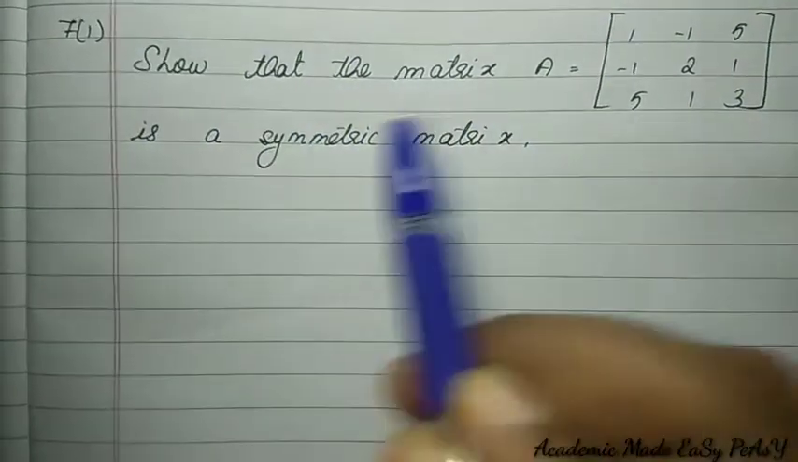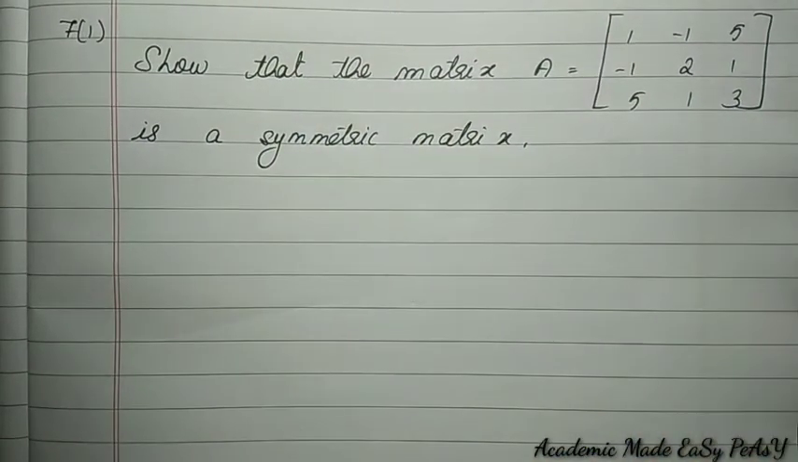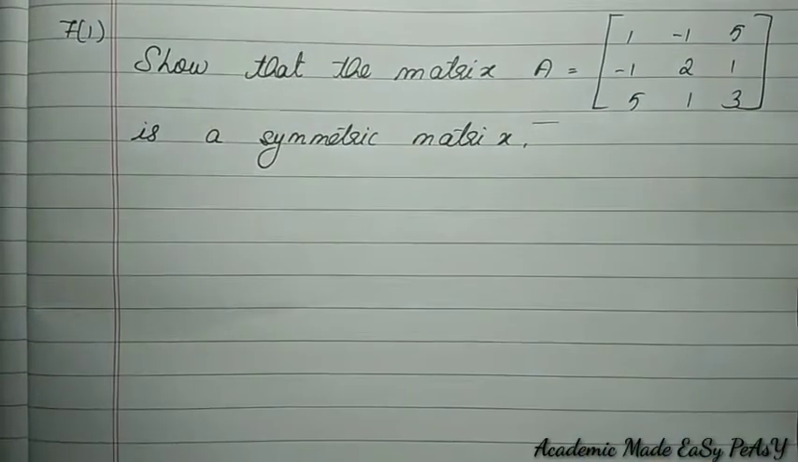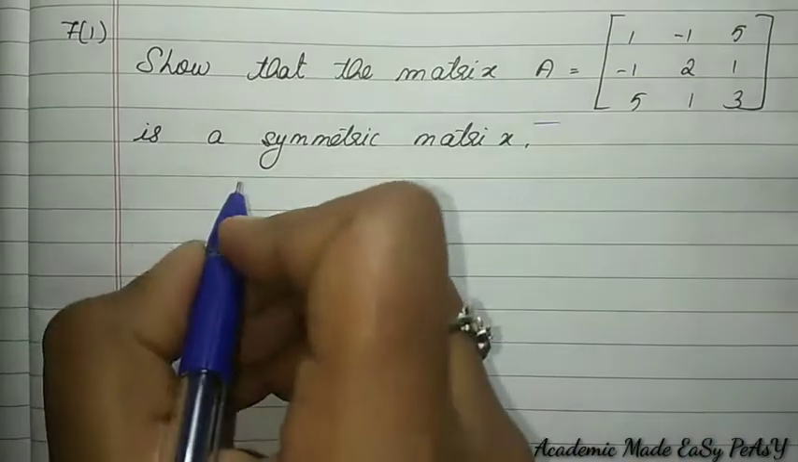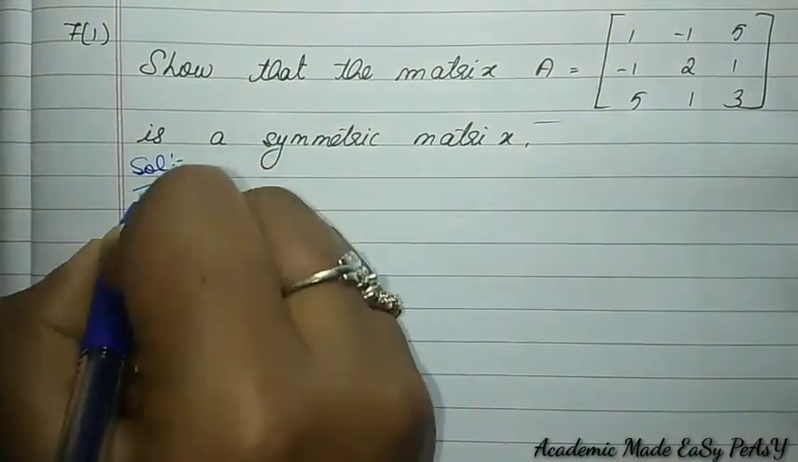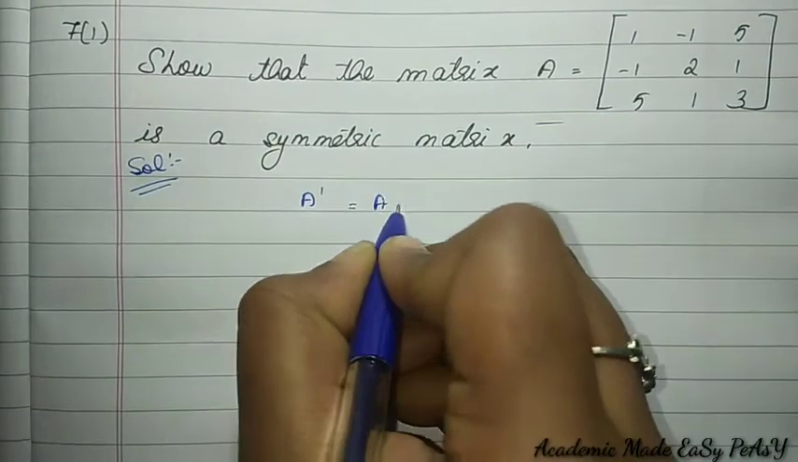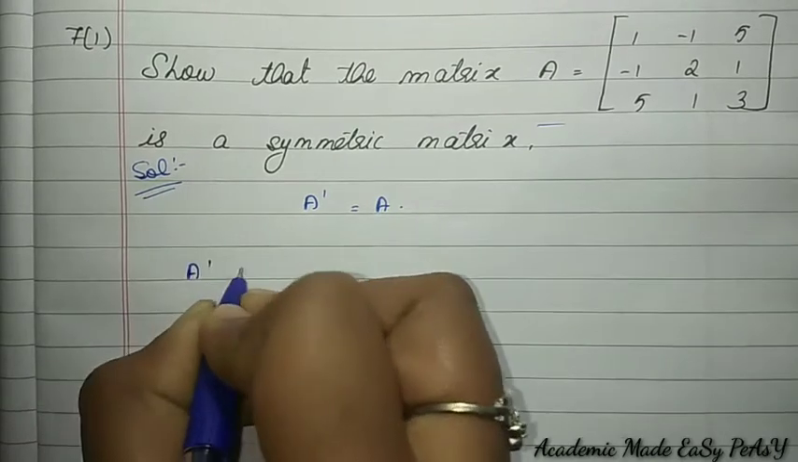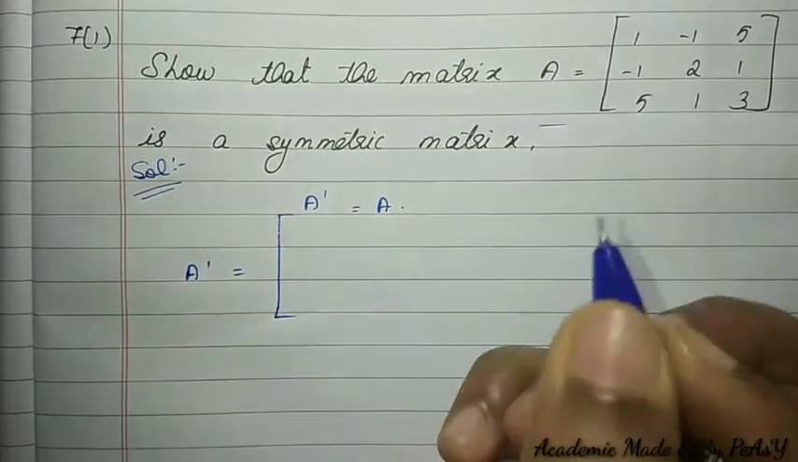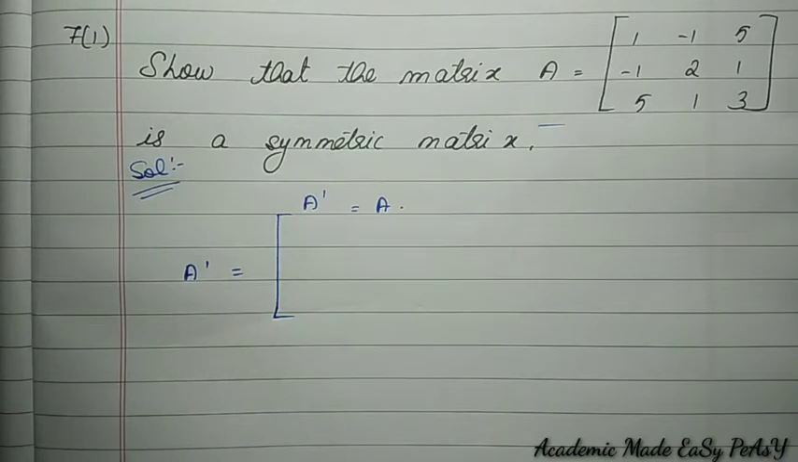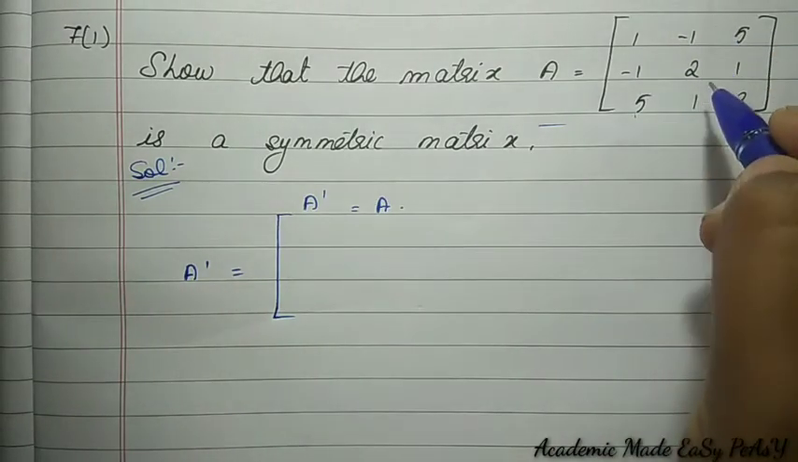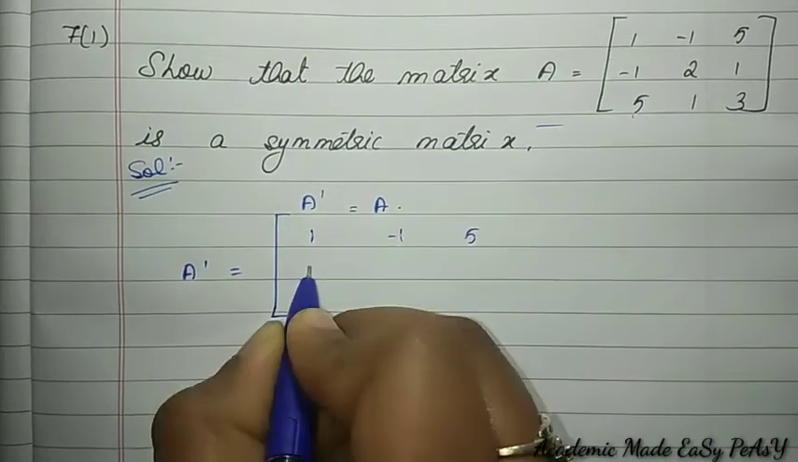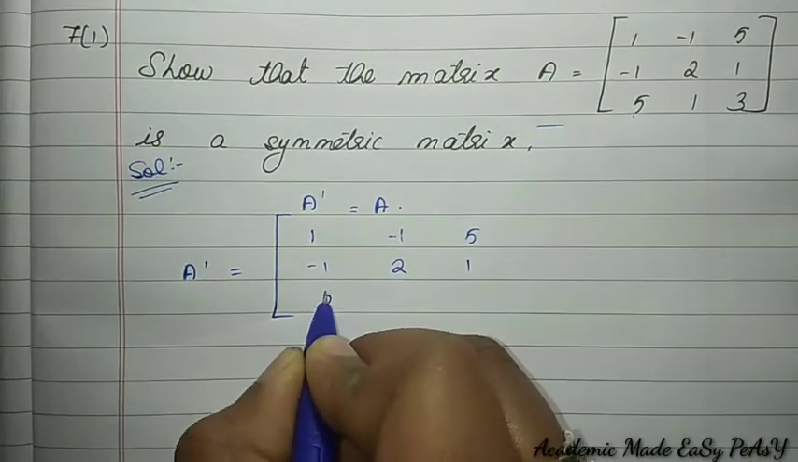Question 7, subdivision 1. Show that the matrix A is a symmetric matrix. So here we are asked to prove that matrix A is symmetric. What is the condition for a symmetric matrix? A transpose should be equal to A. No. So only this is the condition. So now let's start finding A transpose. So in A transpose, all my columns will become rows. No. So my first column as first row, second column as second row, third column as third row. So 1, minus 1, 5, minus 1, 2, 1, 5, 1, 3.